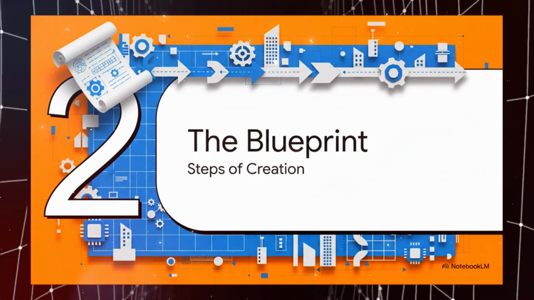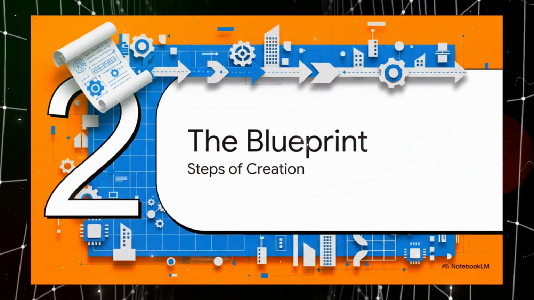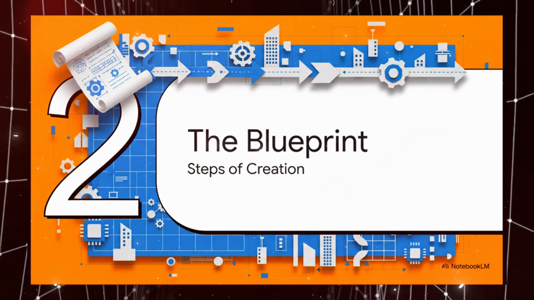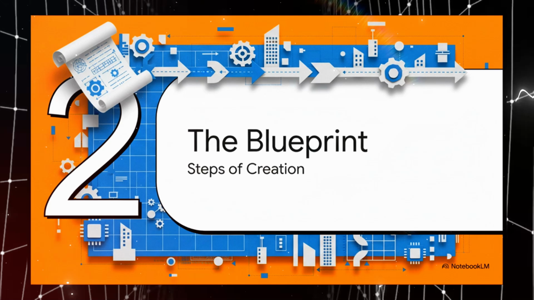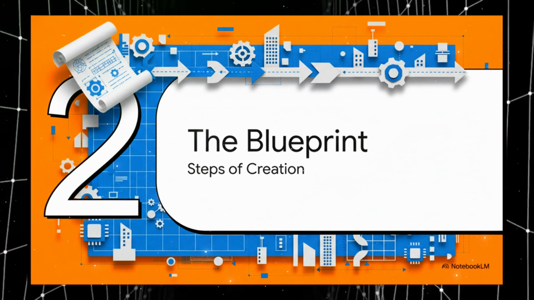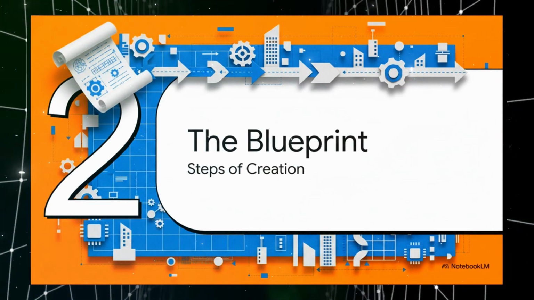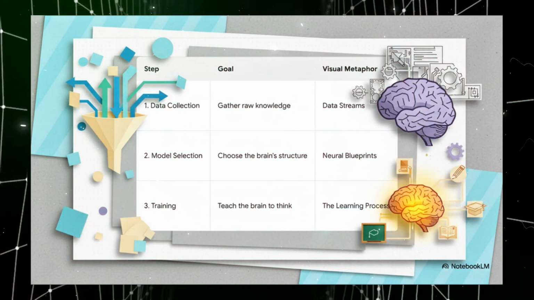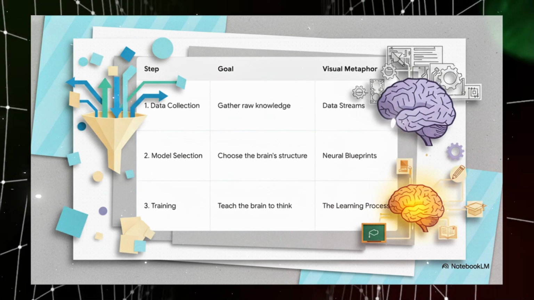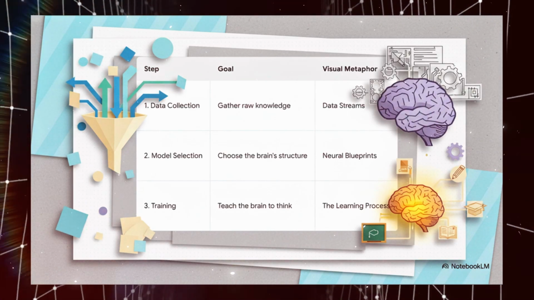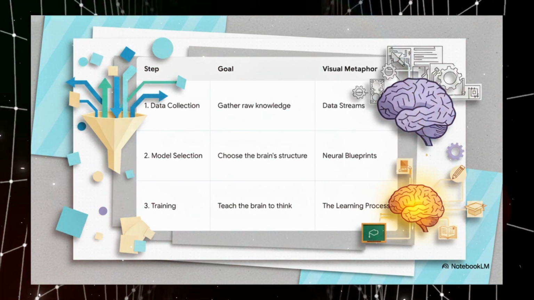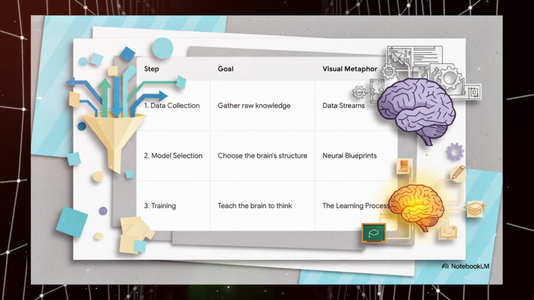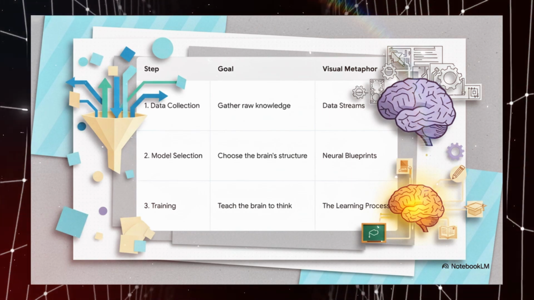All right, the foundation is set. We've got our tools in hand. Now for the really fun part. It's time to unroll the master plan. Let's look at the actual architectural blueprint, the step-by-step process for bringing an AI to life. The whole thing, believe it or not, can be broken down into just 3 main steps. You can see them right here. First, data collection, that's where we get all the raw info. Then, model selection, where we decide what kind of brain it's going to have. And finally, training, where we actually teach that brain how to think.